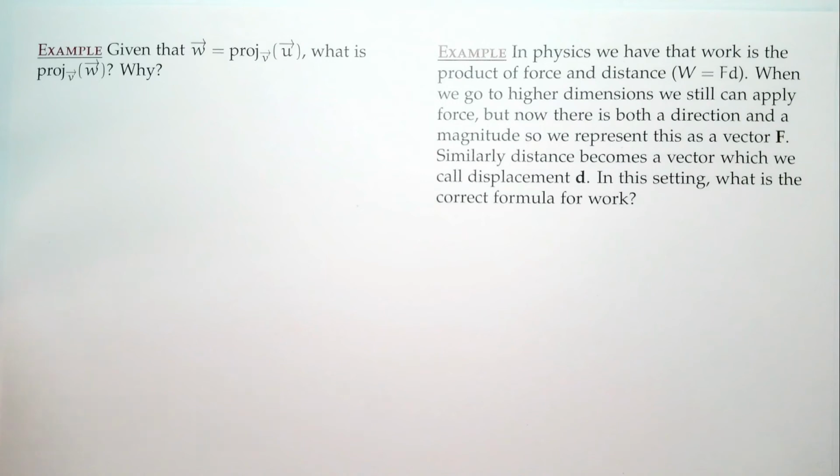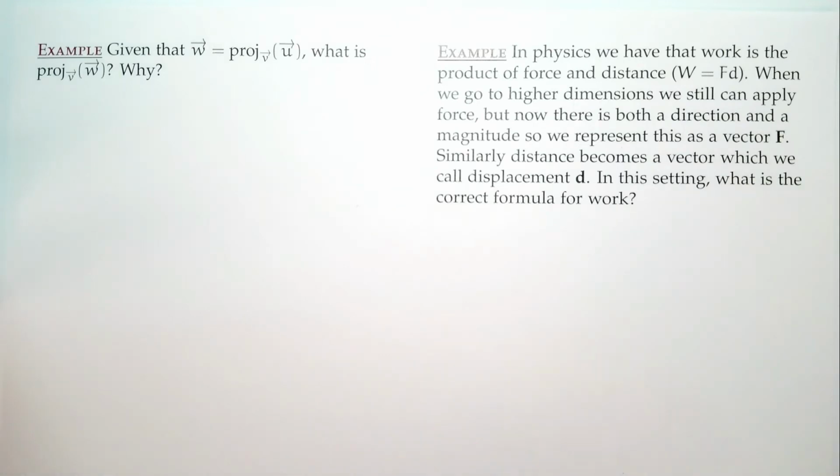There's one last example I want to talk about that's related to the dot product. So here we go. In physics, we have that work is the product of force and distance. In other words, we have an amount of force, and we move something a certain distance, multiplied together, and that's the amount of work.